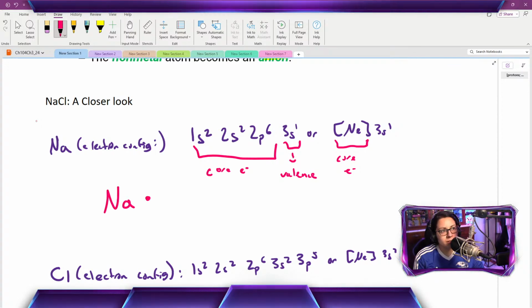I'll write out its Lewis dot structure, representing our 3s1. One of these sides is our s orbital, and I just put one electron in there. But this is ready to pop off and transfer over to chlorine.